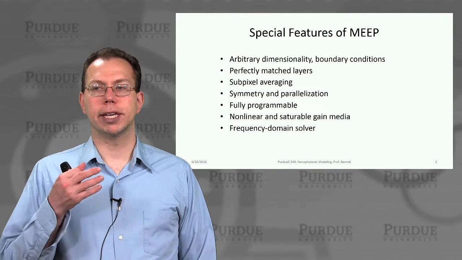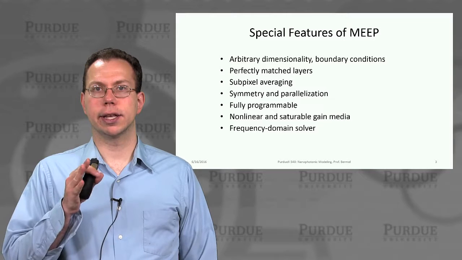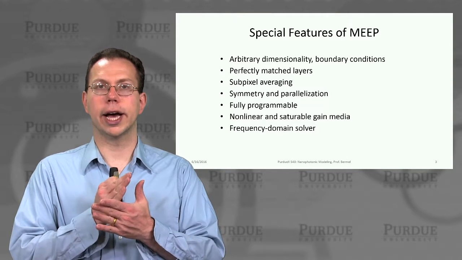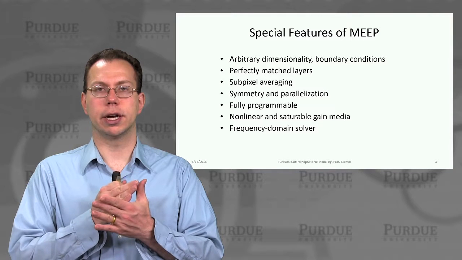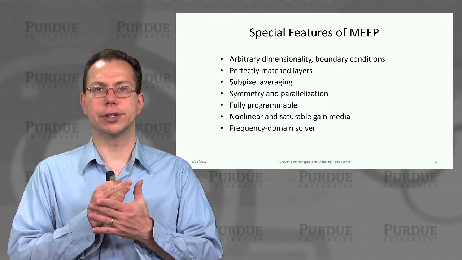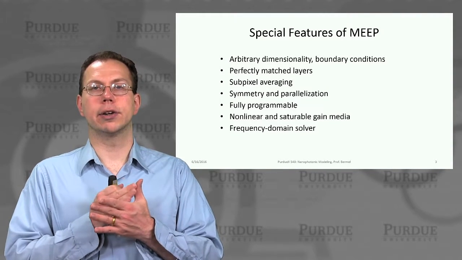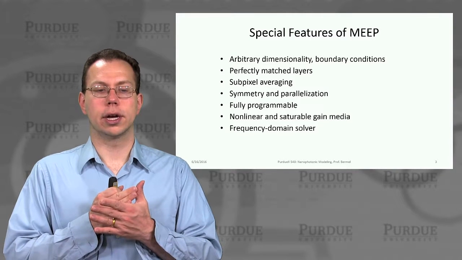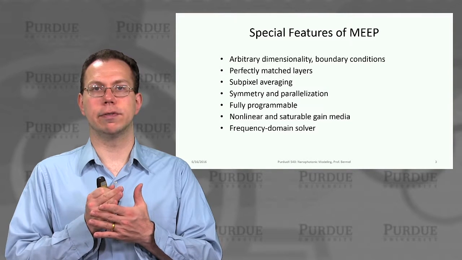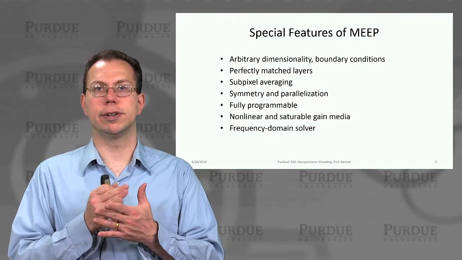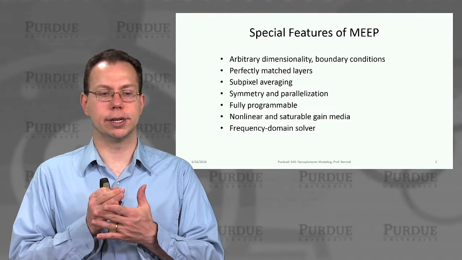The fourth feature is that there are features supporting symmetry and parallelization. You can basically identify that two halves of the problem are identical or should map to one another either through mirror plane or rotational symmetry, and then you can cut down on your computational size. And then you can also do parallelization, which is very helpful if you have a large system and you need to split it across many processors.